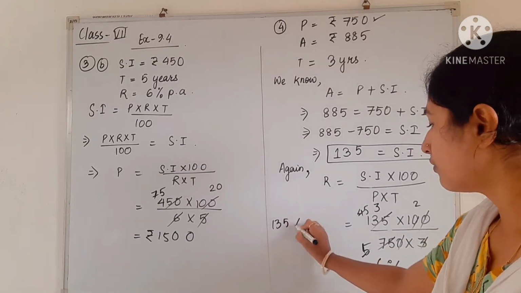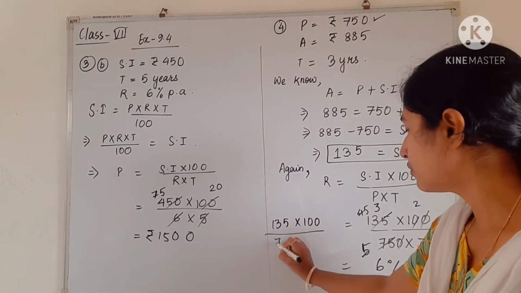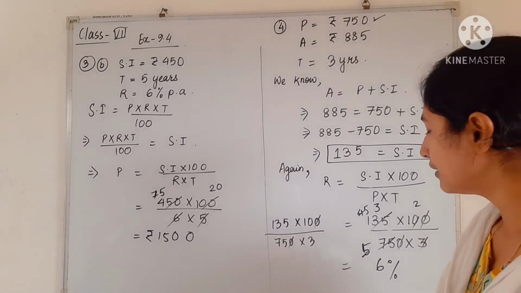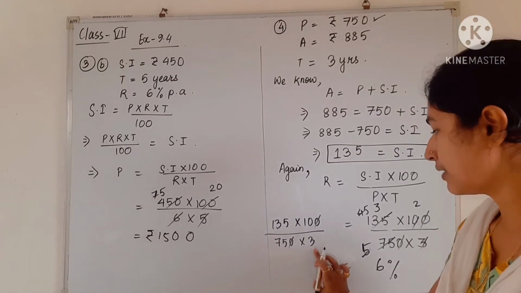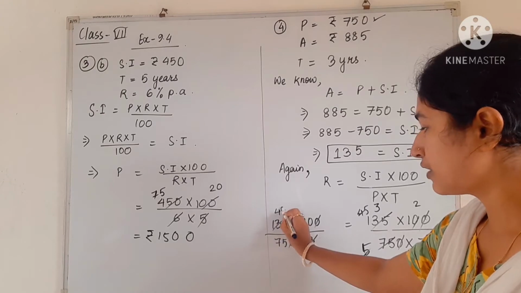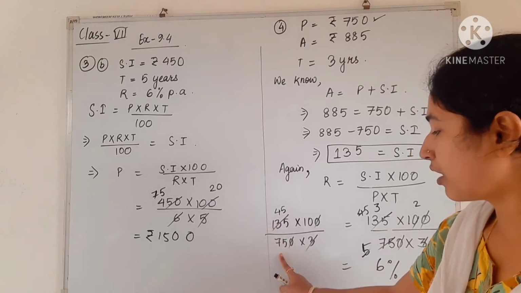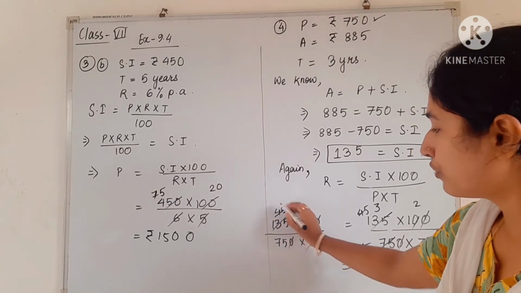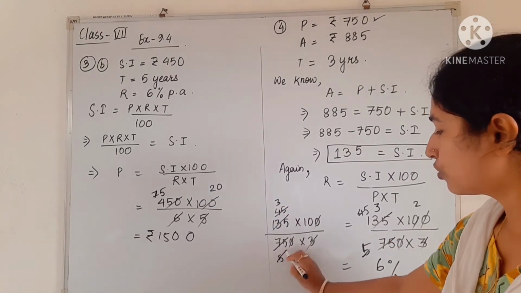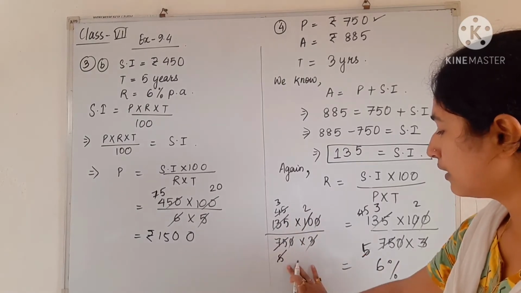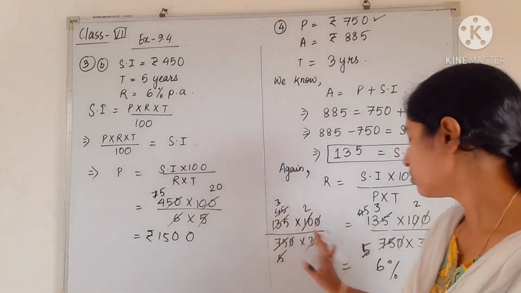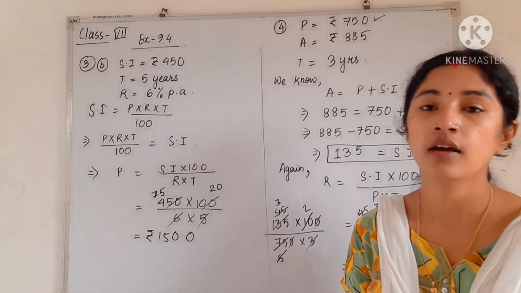See, 135 into 100 by 750 into 3. Just cancel one 0. Then you can cancel 3 with this number. So 3 4s are 12, 3 5s are 15. Then 45 and 75 both come in the table of 15, so 15 3s are 45 and 15 5s are 75. Next 5 will be cancelled with 10, that will be 2. So in the denominator we have 1, and in the numerator we have 3 and 2. So 3 into 2 will be 6. So 6% is the rate of interest.